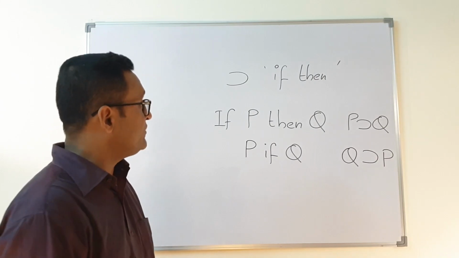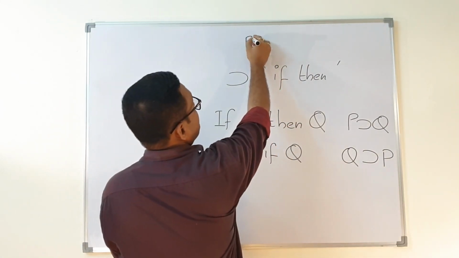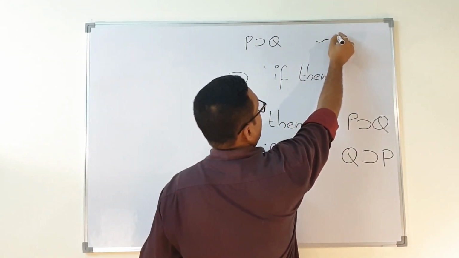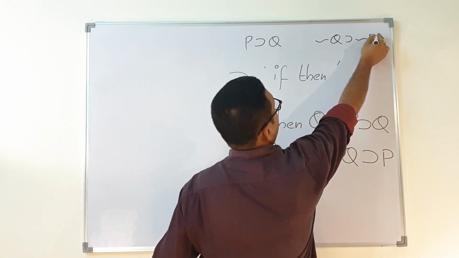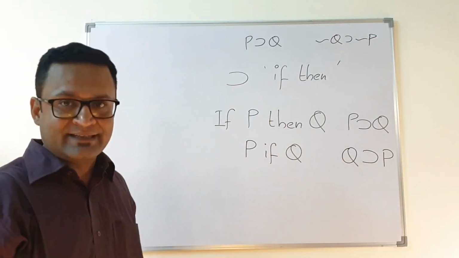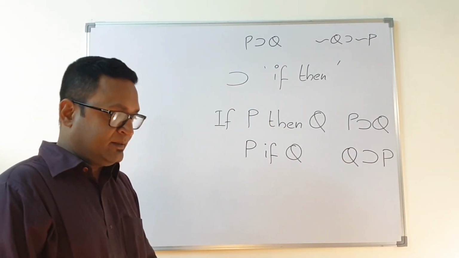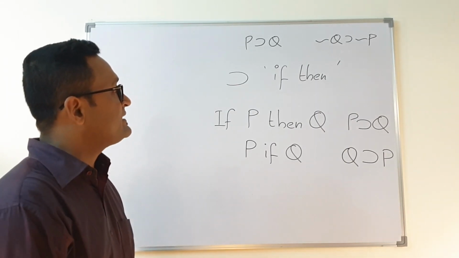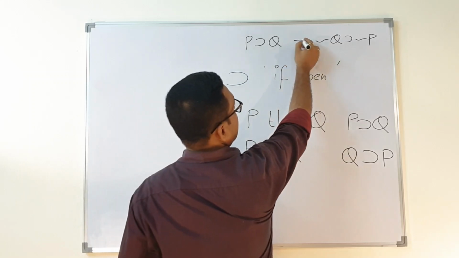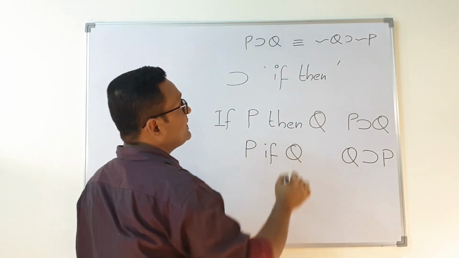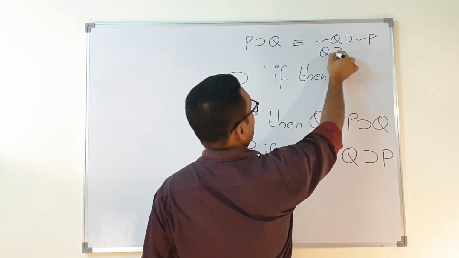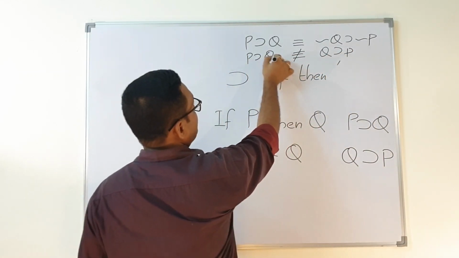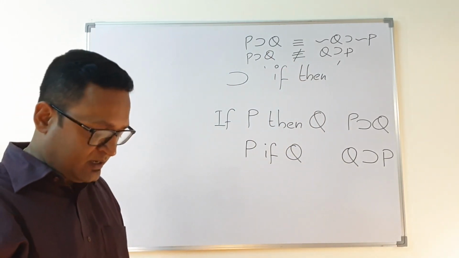In fact, to tell you, p implies q is equivalent to negation of q implies negation of p, which we will be discussing at a later part of our syllabus. But right now, for the time being, you should understand that these expressions are equivalent, but if you write q implies p, this is not equivalent to p implies q, right? So this needs to be understood.